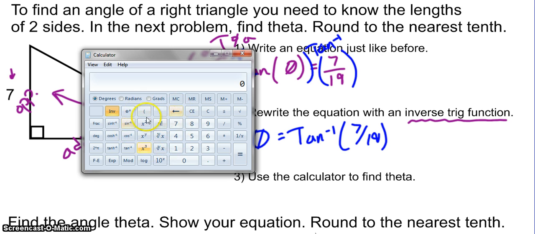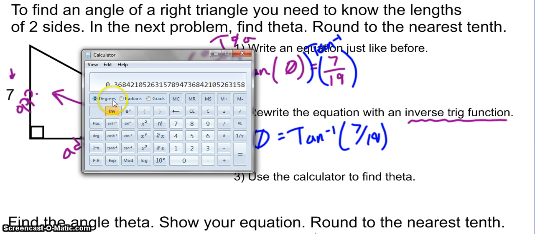On this calculator, we actually can't type things in like we would on a graphing calculator. We've got to go from the inside out. So we're going to do 7 divided by 19 first. 7 divided by 19. And get our answer there. And then we're going to use inverse tangent.